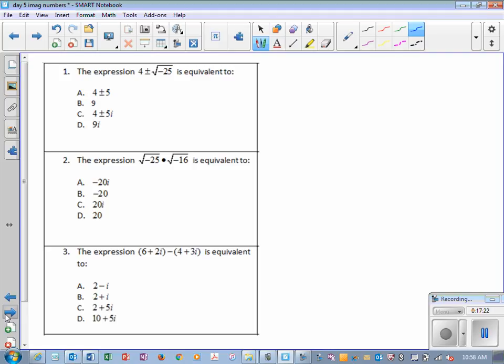Alright guys, 1 through 10 on the back. It's all multiple choice. We're going to practice these skills. Calculator, right? Basically what it is. Try this, please.